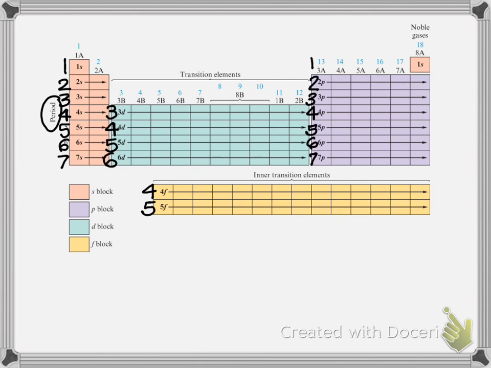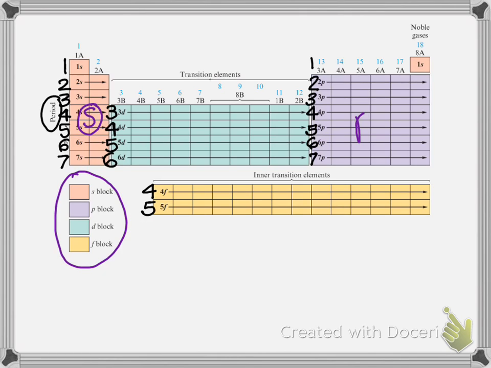That's the first number. But we also need to know how to get the sublevels, the S's, the P's, the D's, and the F's. And the periodic table is in blocks. If you look down here, it's color-coded on this periodic table. The first two groups, 1A and 2A, represent the S block. So anytime I'm in there, I'm in the S's.